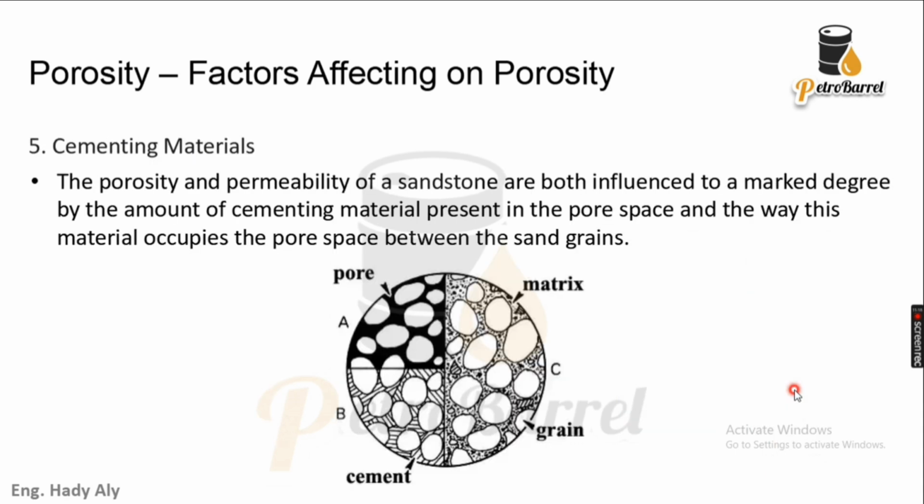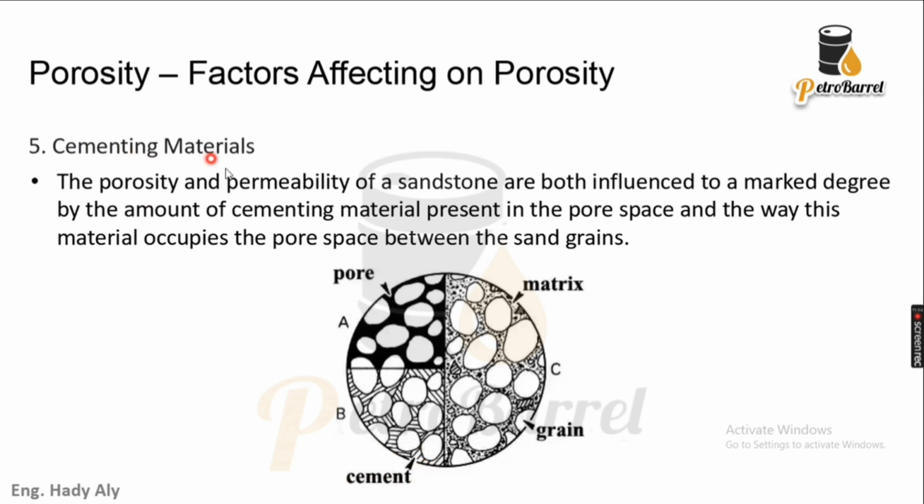The fifth factor is cementing materials. As you see here, in any rock we have pore spaces, which is the black color. We have grains, which is the white color, the sandy grains, for example. And I have matrix, which has a size smaller than the grain, but is still like a grain. And I have cementing material between the grains and pore spaces, which is like a coating, the material making each grain attach together. So this is the cementing material.